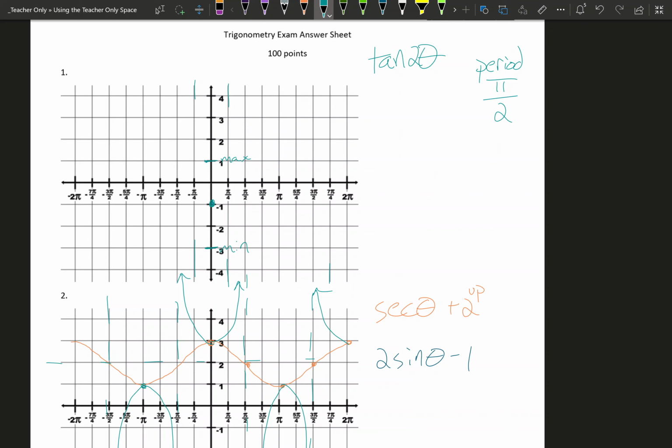So sine has a 0 as a y-intercept, but that's moved down 1, a maximum at pi over 2, a 0 at pi, a minimum at 3 pi over 2. So this is the pattern that the graph is going to take, and we could graph this more if we wanted, following that same pattern.